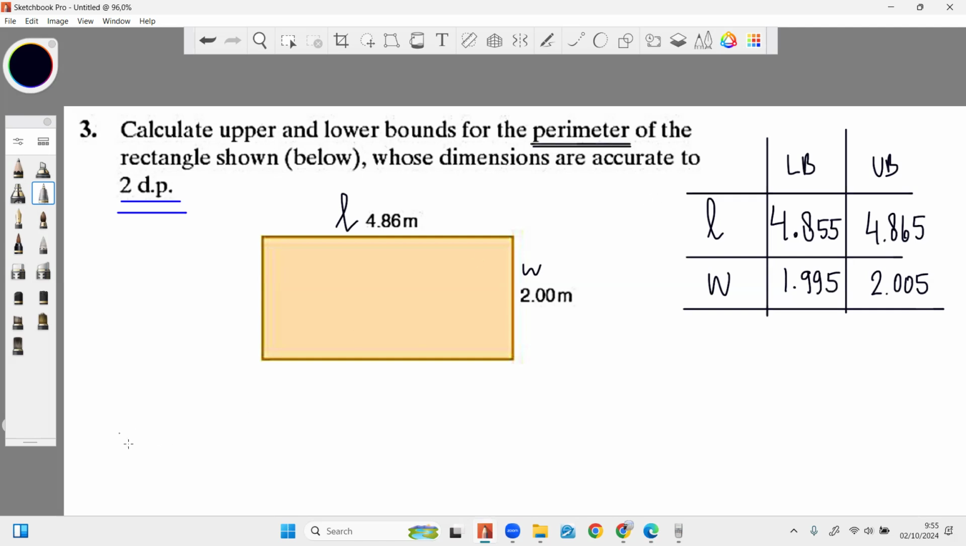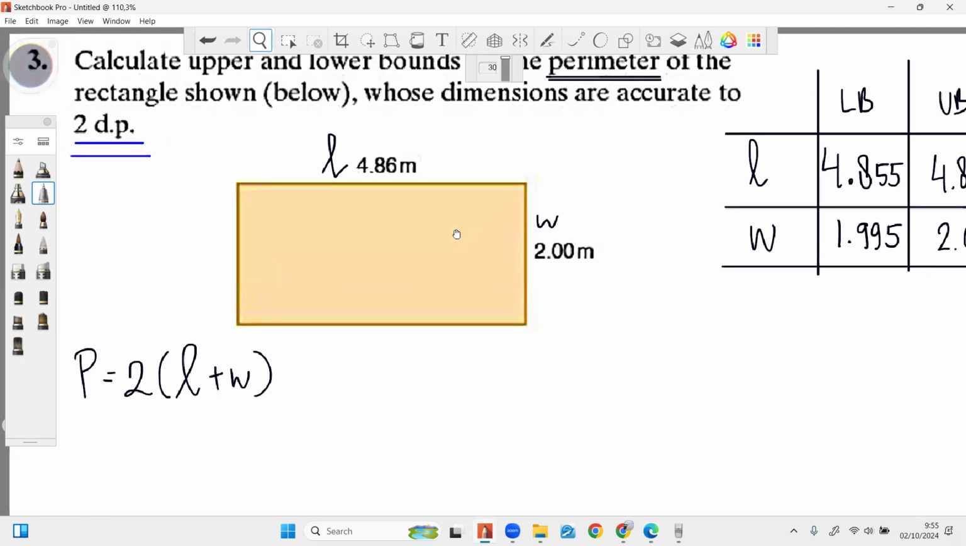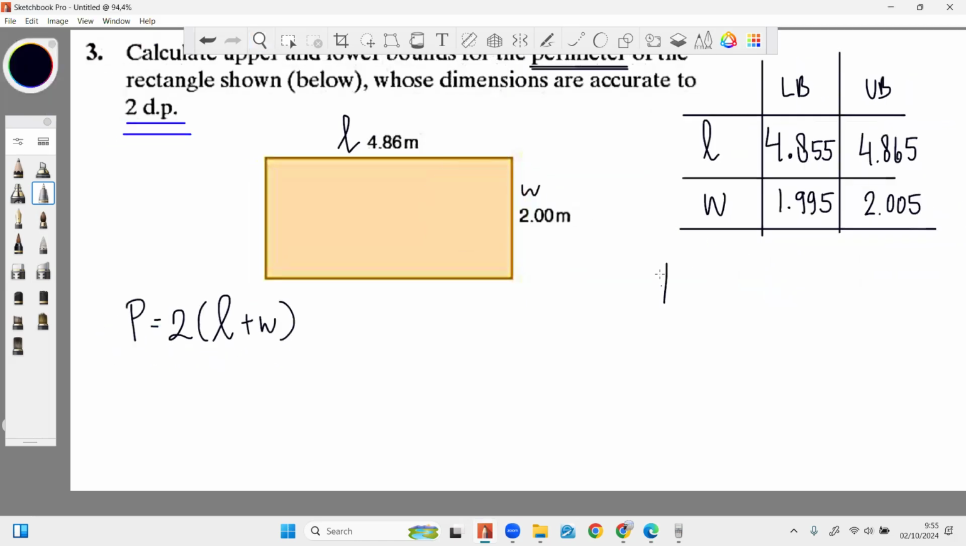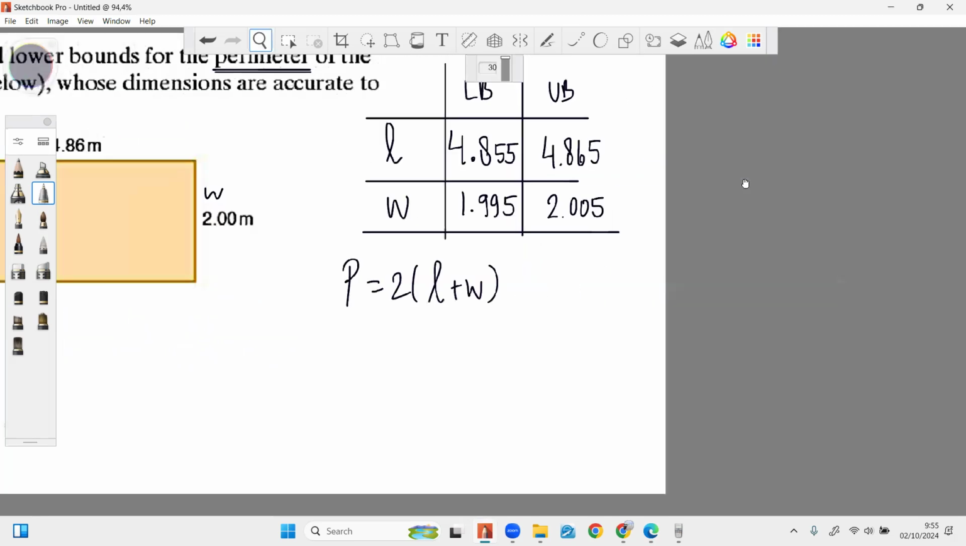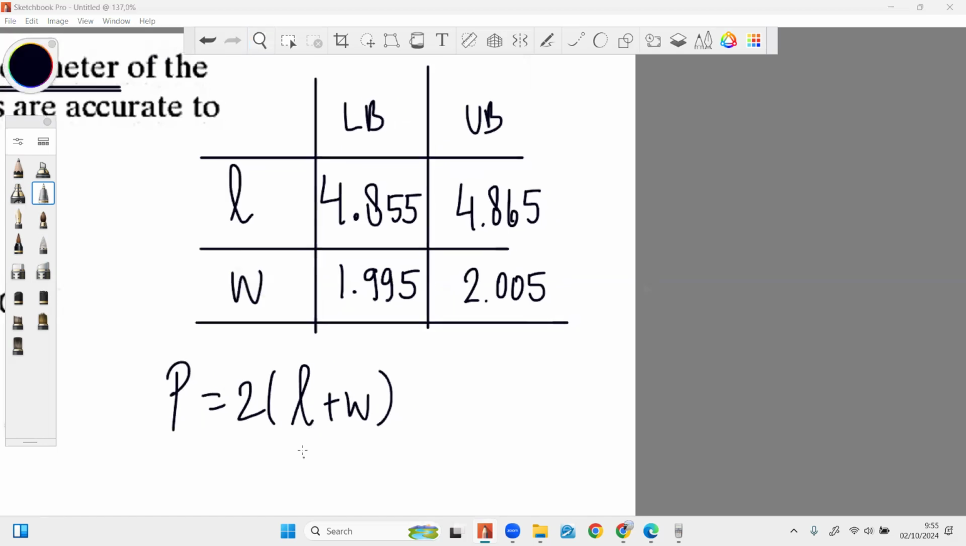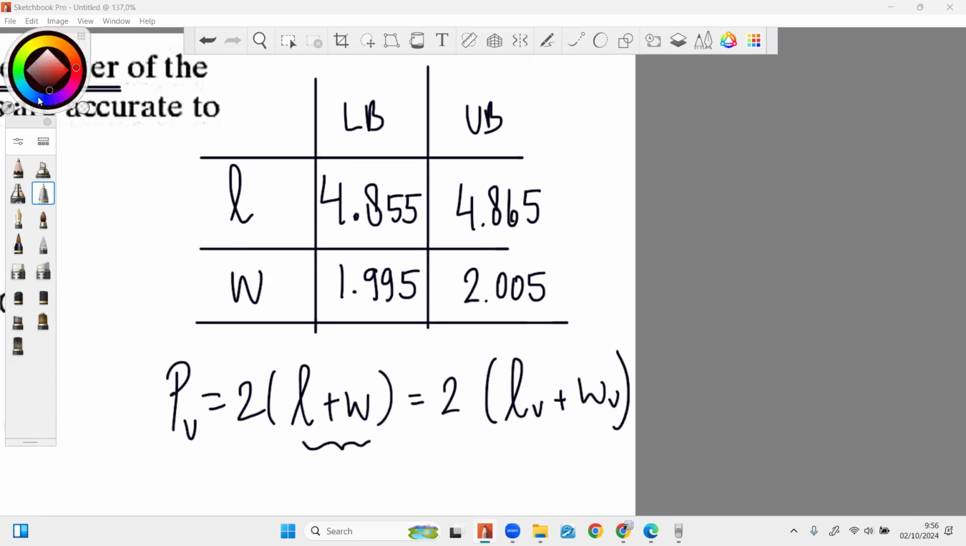And we are asked the perimeter. So we have to understand the perimeter of the rectangle: 2 times length plus width, right? Remember this rule? Now, to get the upper bound for the perimeter, you have to add the upper bounds. So 2 times length upper bound plus width upper bound. The question is, do I have to increase the value of 2 to an upper bound? Becomes 2.5, let's say.